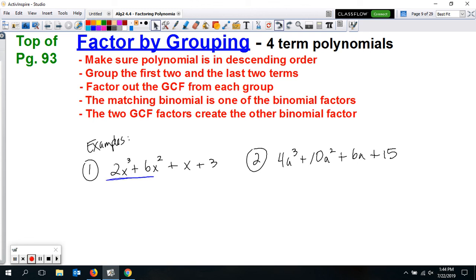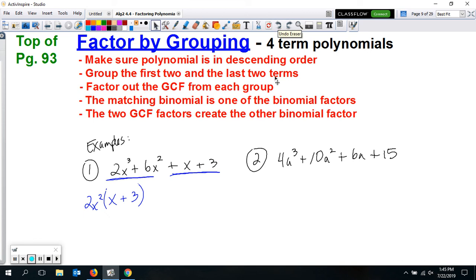We already checked that. We want to group the first 2, group the last 2, so we can see these are our groups here. You can group them with parentheses. I usually just underline them. And now from the first group, we want to factor out the GCF. So out of these 2, 2 is the GCF number, and x squared needs to come out also. So 2x squared is our GCF coming out, and what's left from the first one is an x, and what's left from the second one is 3.